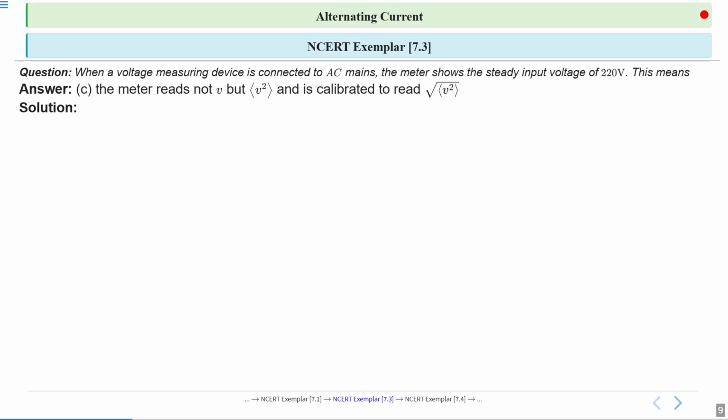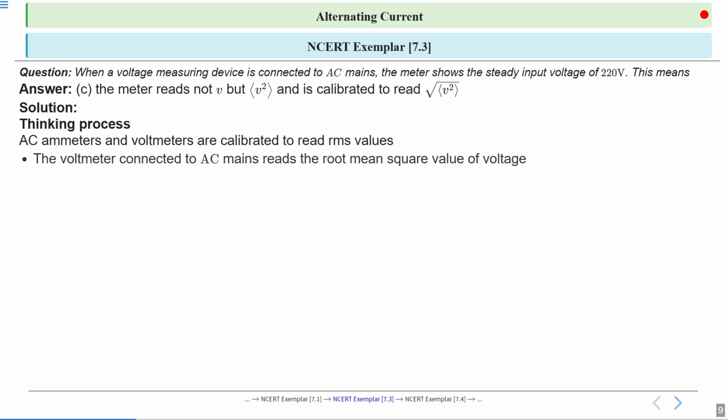So let's see the solution. What is the thinking process for this question? AC ammeters and voltmeters are calibrated to read RMS value. I have mentioned in the theory section also that for measuring AC voltage or AC current, there are special AC ammeters and voltmeters that are calibrated to read RMS value. So if a voltmeter is showing some steady value of voltage and it is connected to AC mains, it is showing its RMS value.